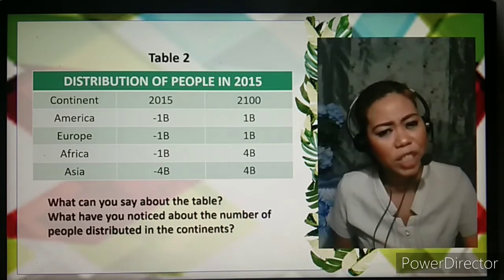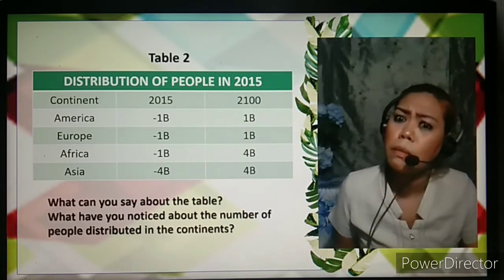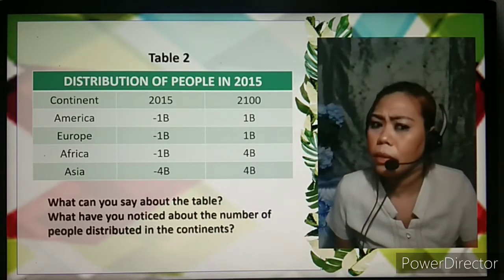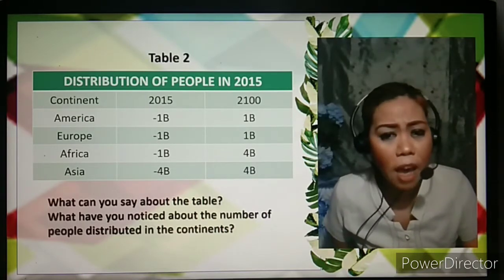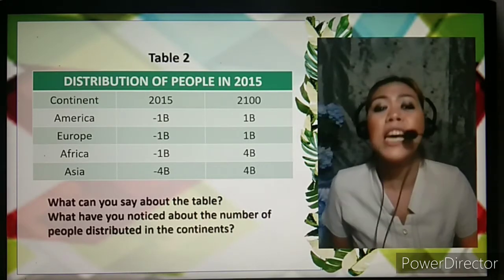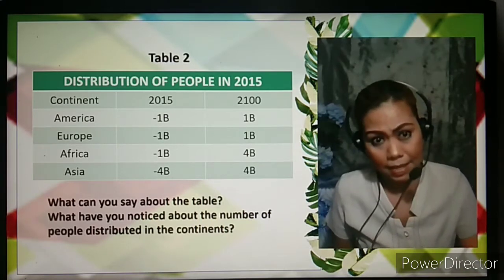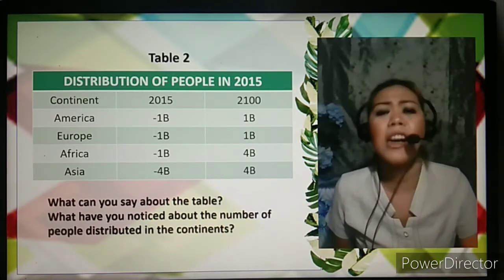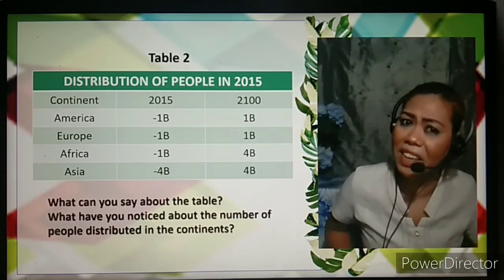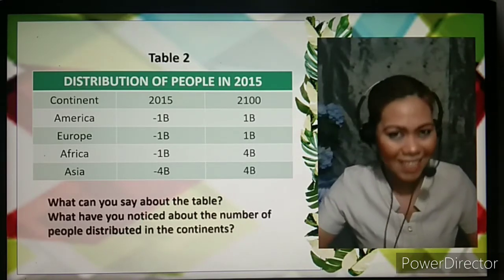Okay, here are the questions. What can you say about the table? Next, what have you noticed about the number of people distributed in the continents? Try to think about it, guys. I want you to analyze the data.